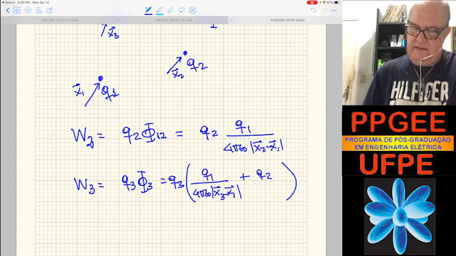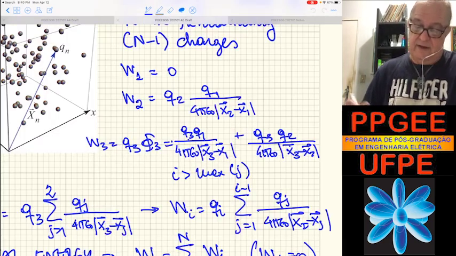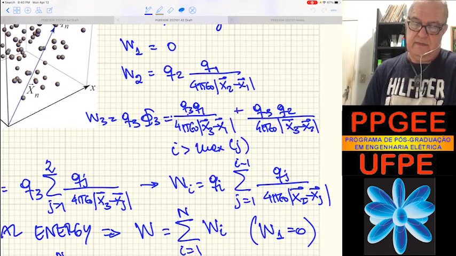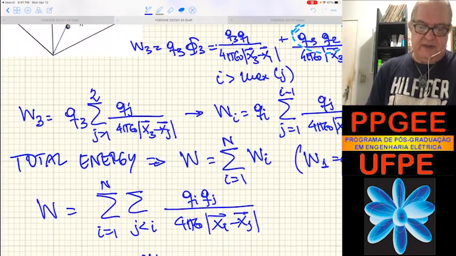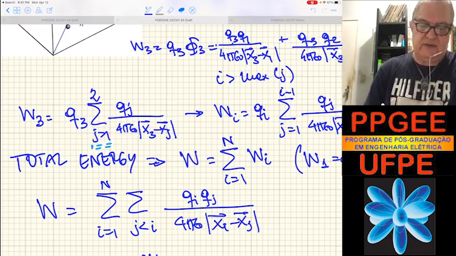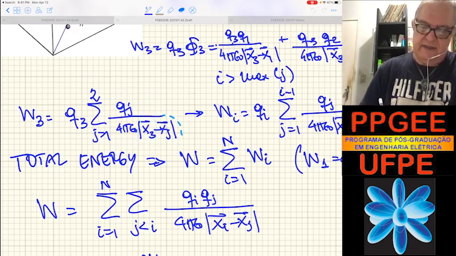Plus Q2, right? X3 minus X2. That's what we have now. Okay, Q3 times Q1, Q3 times Q2. So the energy is going to be Q3 times the sum of the indices less than 3, from j equals 1 to j equals 2, of Kj over x3 minus xj, right?